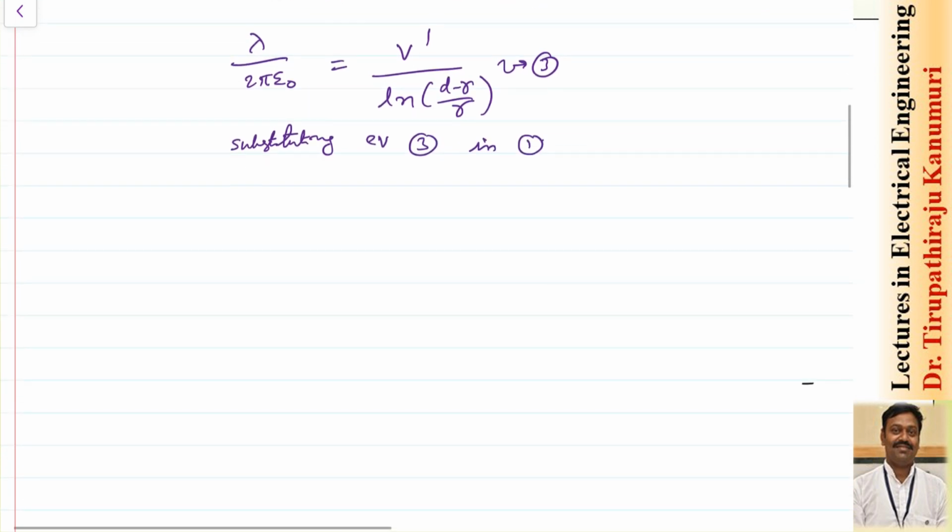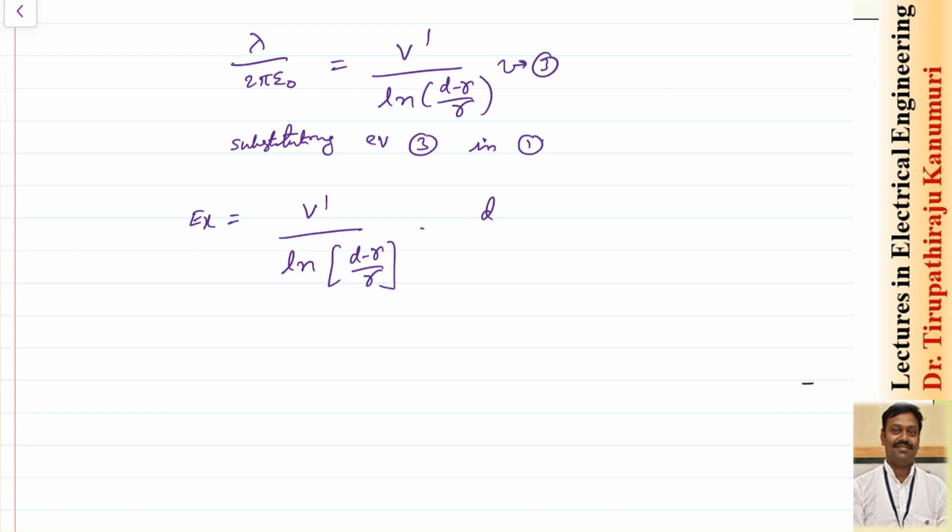So when you substitute in equation number 1, this can be written as Ex will be equal to V dash divided by ln of (d minus r) divided by r. So lambda by 2 pi epsilon naught I have replaced, multiplied by d by x into (d minus x). If you substitute that one, 1 by x minus 1 by (d minus x), if you simplify it, you will get the answer like this.